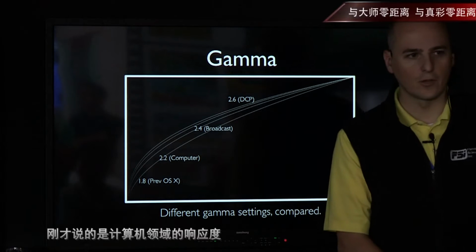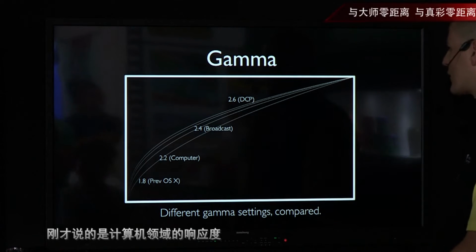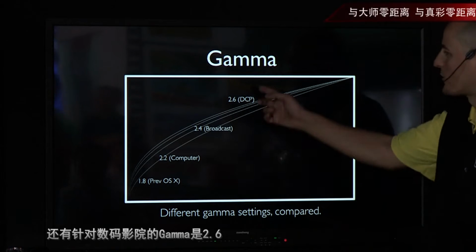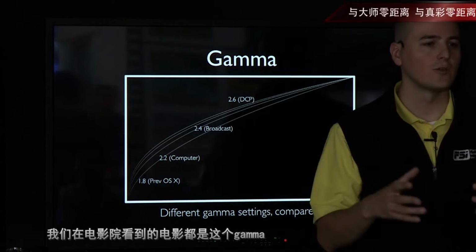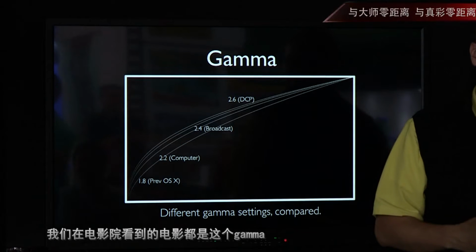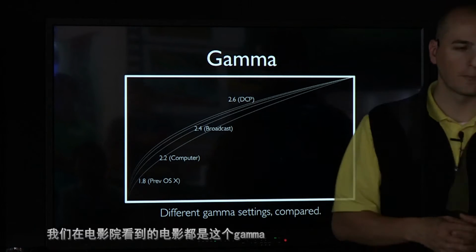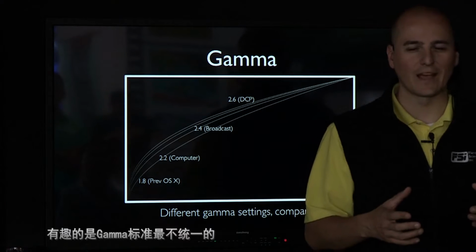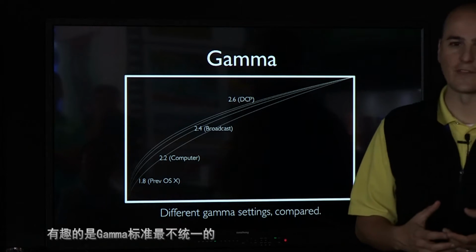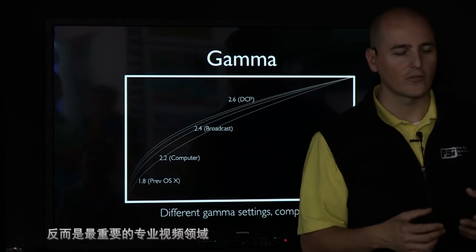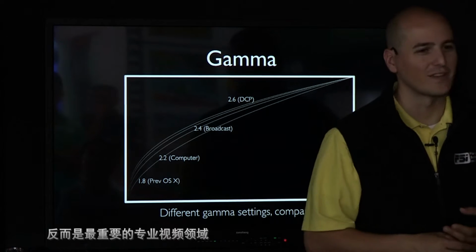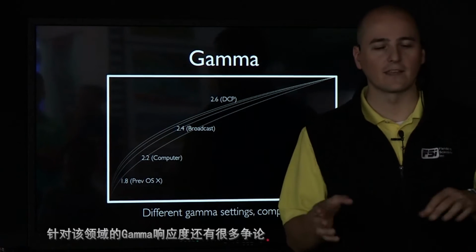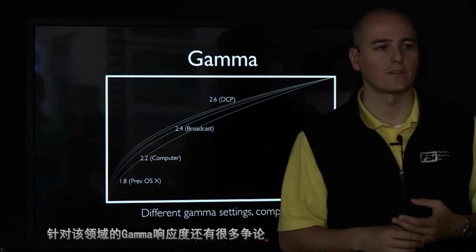Outside of the computer world, there's also a very well-defined digital cinema gamma standard, and that's 2.6. So every single thing you ever go see in a theater is operating with 2.6 gamma response. Amusingly, the area where we have the least standardization of gamma is probably in the area where it's most important, and that's in the professional video industry, where there is a lot of debate, even to this day, as to what the correct gamma to use is.